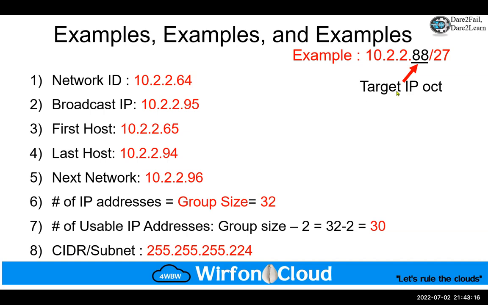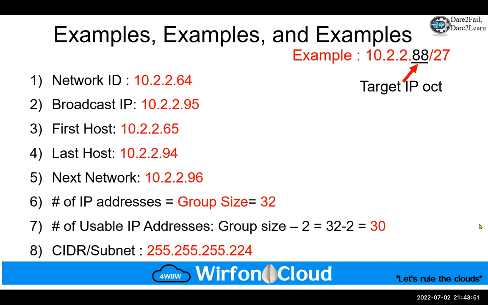Still on the same column, of 32, our subnet mask corresponding to that is 224. Corresponding to a /27 is 224, and we know we're dealing with the 4th octet. So we have 255.255.255.224. So that takes care of the last 3 attributes: the number of IP addresses, number of usable IP addresses, and the CIDR subnet.